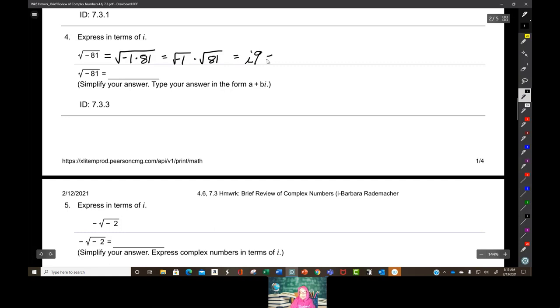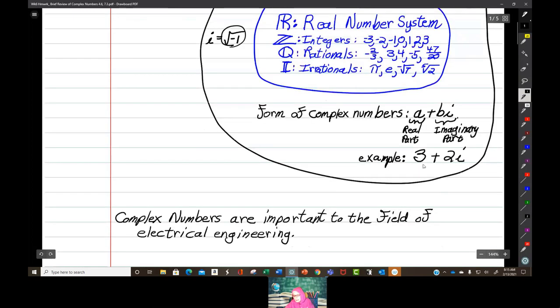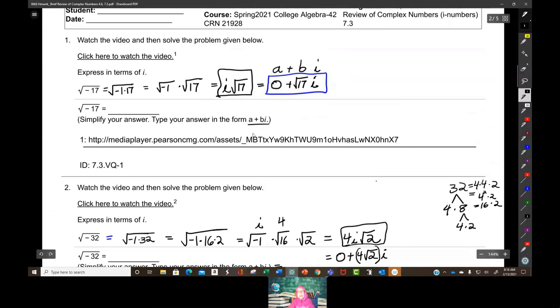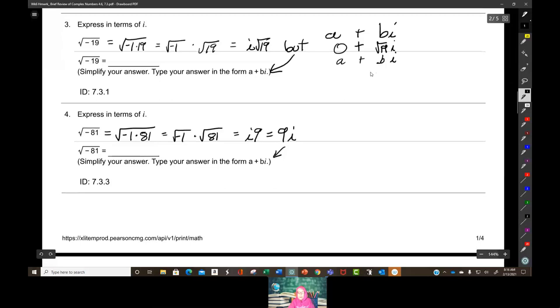I times 9, which is 9i. And then we look at the instructions. Remember that this number right here is called the real part, and the other is the imaginary part. So far, all my numbers have had the imaginary part, but not the real part. So I put a 0 here for the real part. When the instructions say type your answer in the form A plus Bi, so there's going to be my answer. Coming down here, the way I have to write my answer is 0 plus 9i.